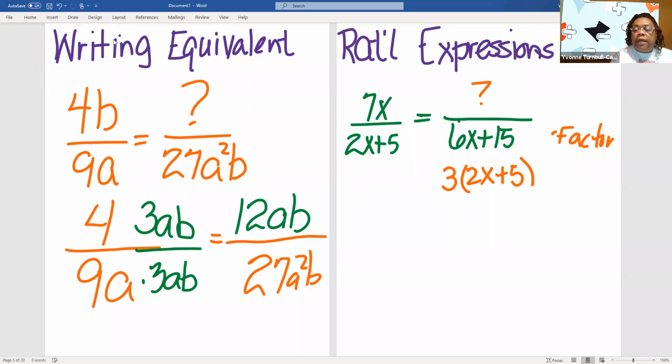Once I've done that, I now see that they have 2x plus 5 in common. So in order to get to 6x plus 15, they had to multiply the original denominator by 3. So in order to get your new numerator, that is exactly what you're going to have to do. So we have 7x over 2x plus 5.